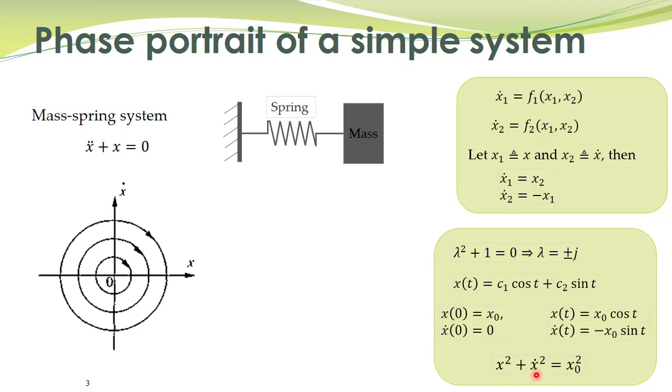So what is this equation? This is the equation of a circle with center at origin and radius equal to x naught. So these are circles with different radii, and the radius of each circle depends upon the initial condition. So these are the phase portraits. We shall study in detail how to sketch these phase portraits.